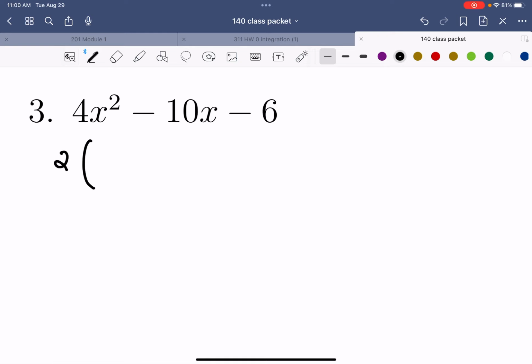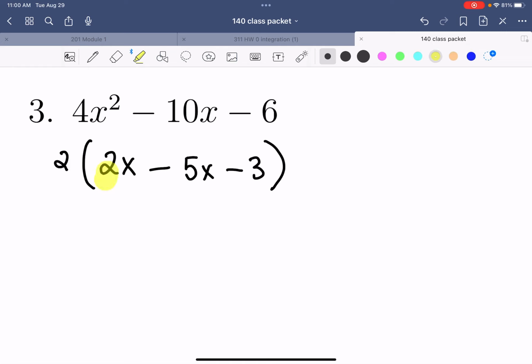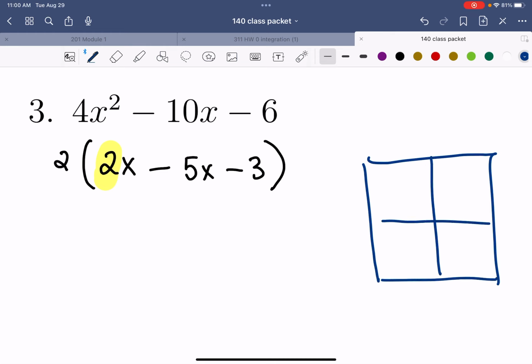Well, if you take it out of 4x squared, that's 2x squared. Take 2 out of 10x, that's 5x. And 2 out of negative 6 is negative 3. But I've still, now in parentheses, have a trinomial with a coefficient that's not 1. So I'm still going to go box and circle here. So here's my box. That first term, oh, sorry, and I copied it wrong. There should be a square right there. The 2x squared goes in the upper left, and the negative 3 goes bottom right.